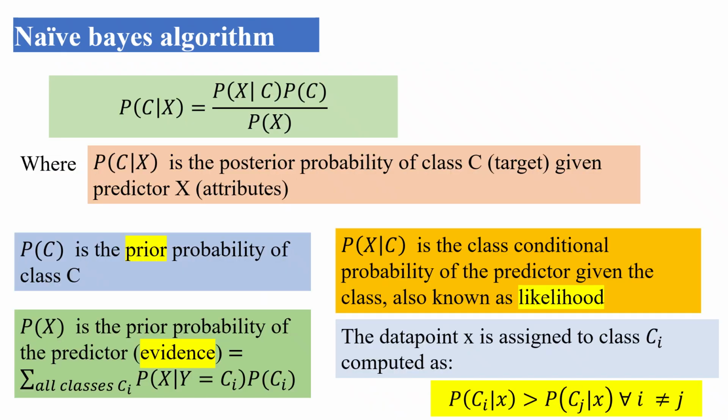So the naive Bayes algorithm works by computing the posterior probability of class C for a given value of x from the prior probability, from the class conditional probability, which is called the likelihood, and the evidence. It does this for all the classes for the given vector, and the data point is assigned to the class Ci for which the posterior probability is the highest. So I hope the working of the naive Bayes algorithm is clear to you.